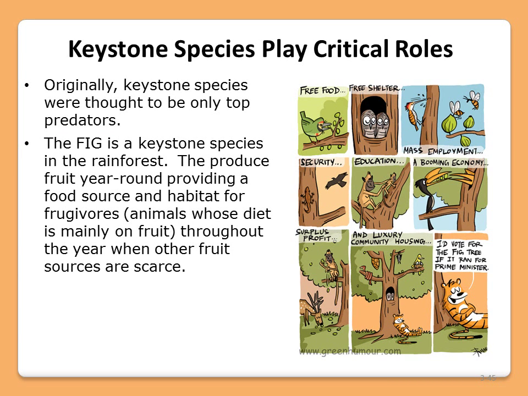Another keystone species that is not a top predator is the fig. And the fig is a species in the rainforest that produces fruit year-round, whereas most trees do not produce fruit year-round.